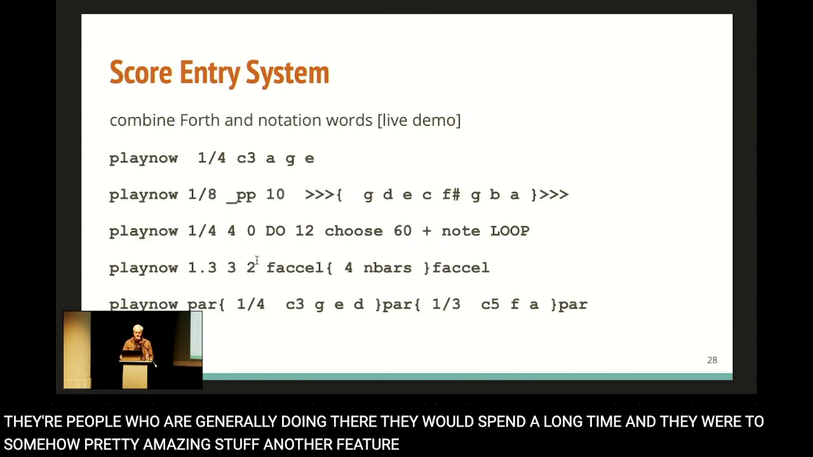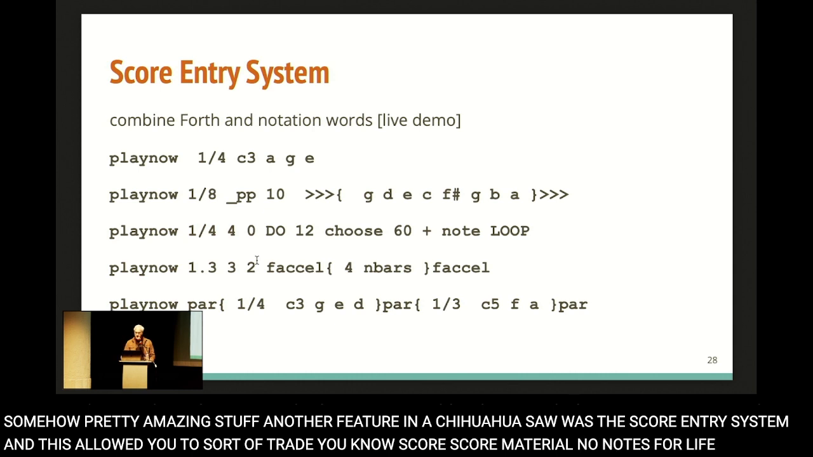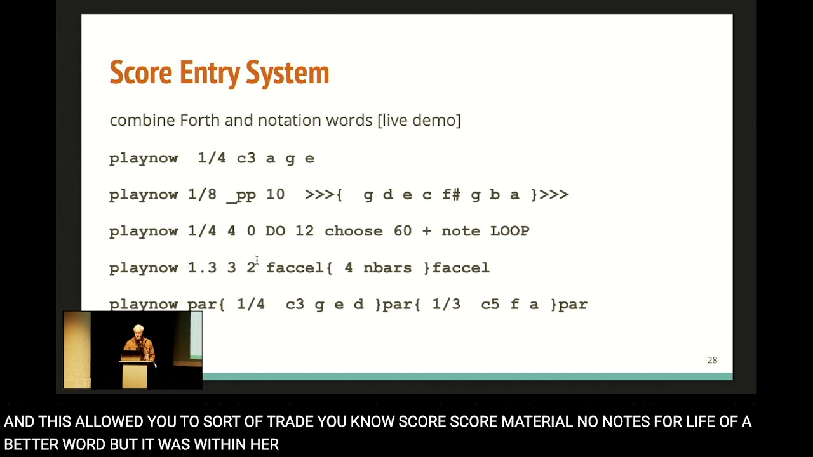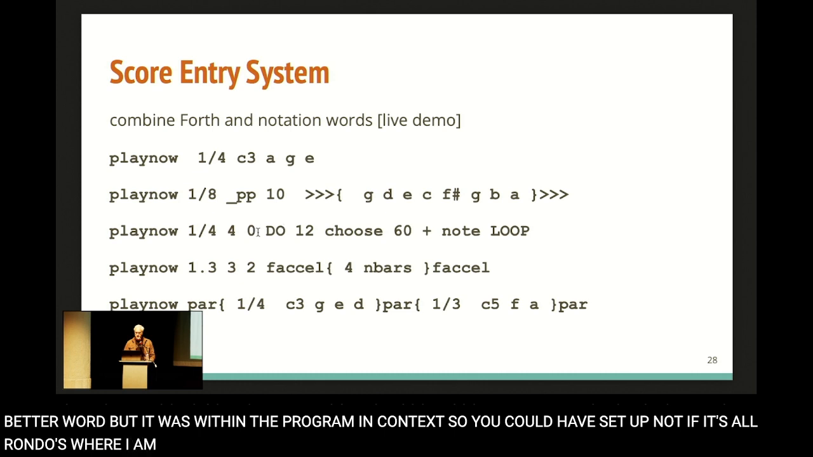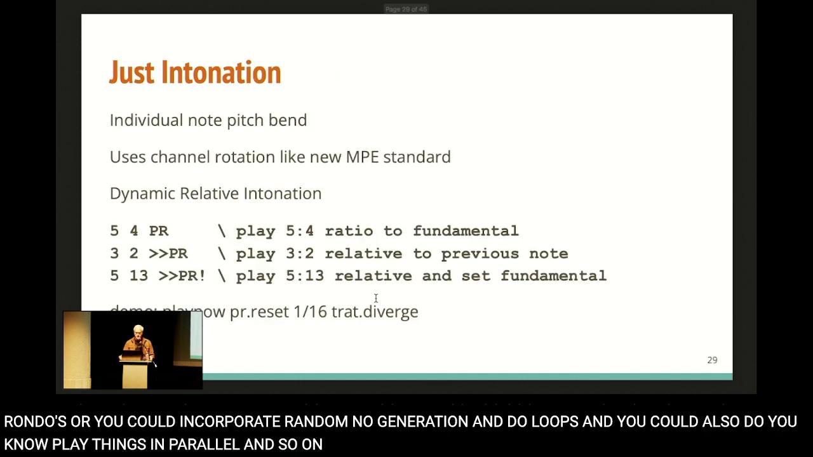Another feature in HMSL was the score entry system, and this allowed you to create score material, notes, for lack of a better word, but it was within a programming context, so you could set up accelerandos, or you could incorporate random note generation in do loops, and you could also play things in parallel and so on. We also had a just intonation system.